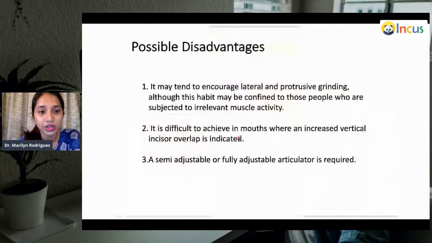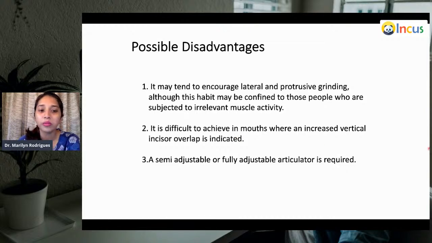Now the possible disadvantage associated with bilateral balanced occlusion is that it may tend to encourage lateral and protrusive grinding. Since you have given a smooth gliding motion in all the movements, the patient may tend to grind laterally or protrusively because it is smooth and they are not getting any interference. They might tend to bite in the excursive phase, or it may lead to a little bit of bruxism. Although this habit may be confined to those people who are subjected to irrelevant muscle activity.